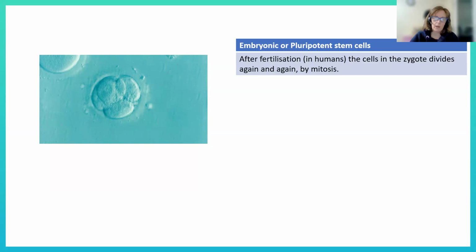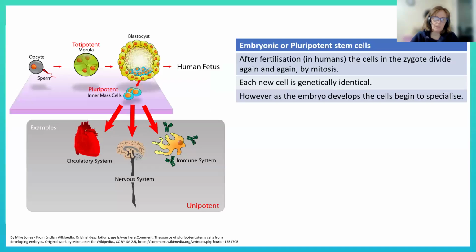So all of the cells are identical to the original cell that was formed when the egg and the sperm fused together. And don't worry too much about this either. We're going to talk about it again in another unit later. So at this point, each cell is genetically identical to the initial cell that was formed when the egg and the sperm fused. And that's what we have there.